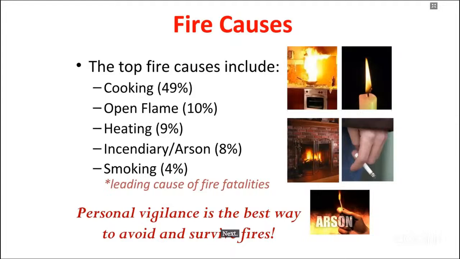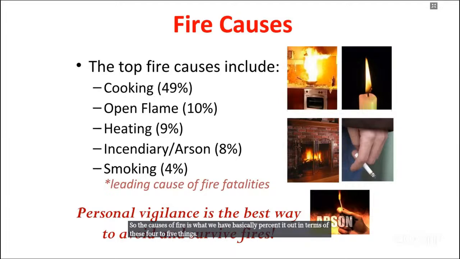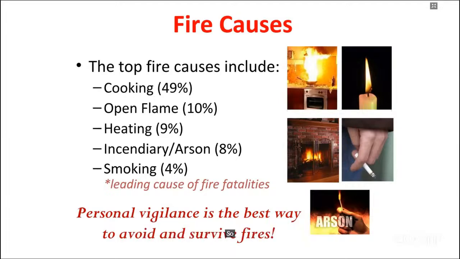Okay, these are some basic understanding where you people can see the causes of fire. The causes of fire is what we have basically percented out in terms of these four to five things, in terms of these five cases. So the first one is cooking. From cooking, we usually get 49%. This is a relatable thing, the cooking.